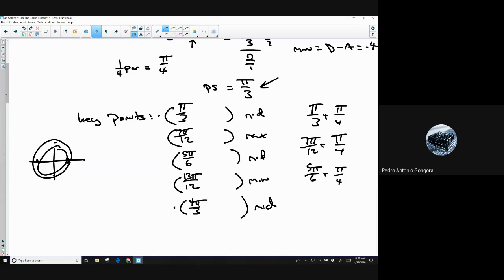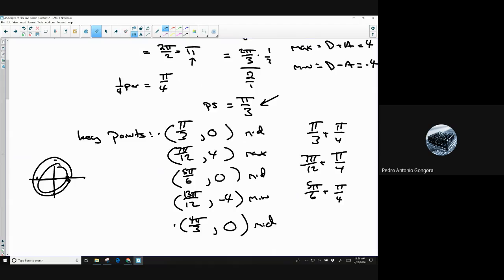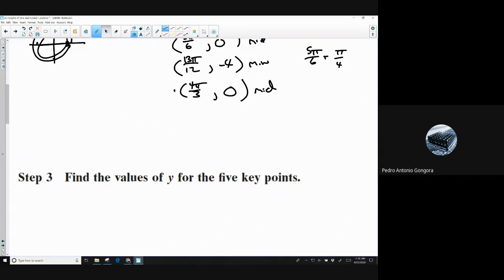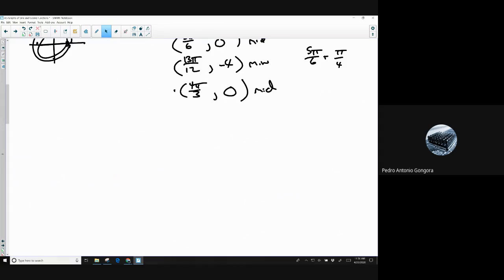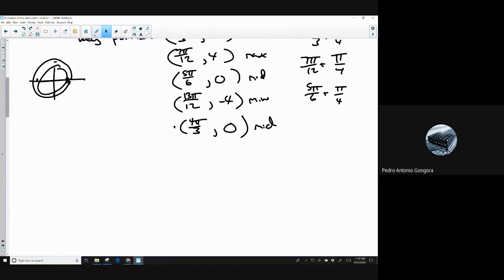And I already calculated those. I calculated those right here. So my middle was 0. My max is 4. Back to the middle, down to the min, and now back to the middle. There are my 5 key points to graph this function. And typically, what I'm going to do is I'm going to give you a blank graph. And that is way easier, okay?